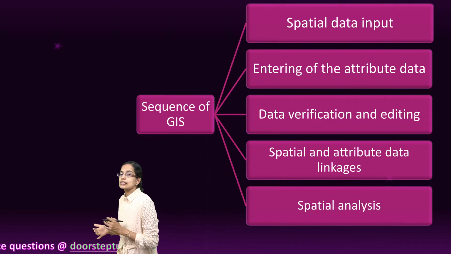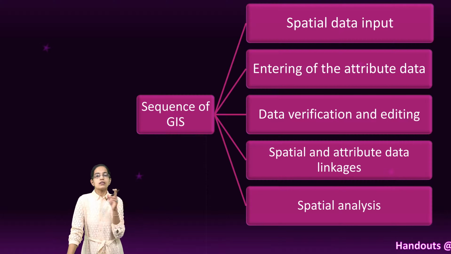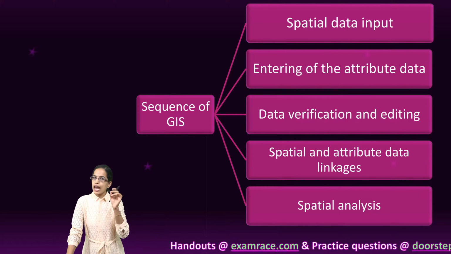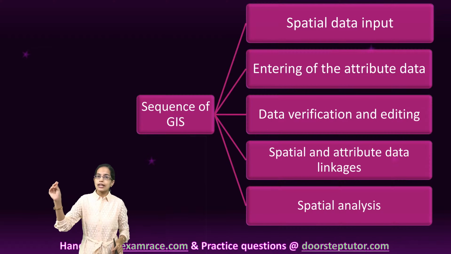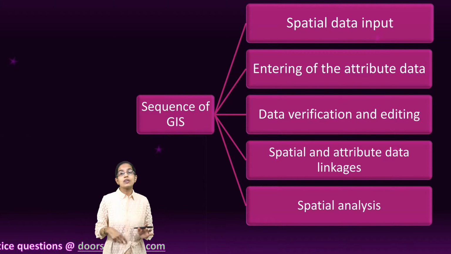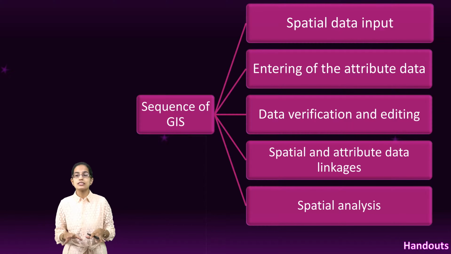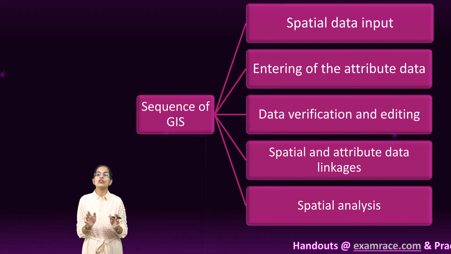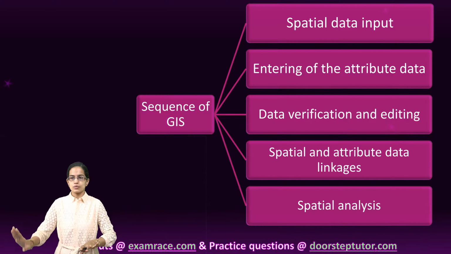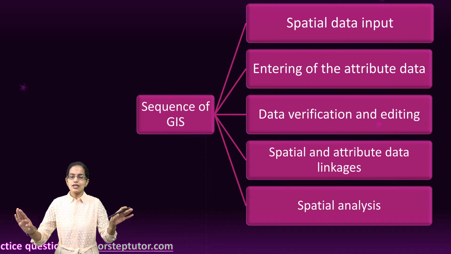Now, what is the sequence? First of all, we understand the spatial data, the pure location, the coordinates. Then we enter the attribute data to it. Once we enter and attach the attribute data to the spatial data, we start editing the data. We need to verify the data. Sometimes there can be errors in the entry of the data. There can be extra zeros, missing entries, incorrect entries. So all those data verification and entry needs to be checked. And then finally we link the two, the spatial data and the attribute data, through a simple linkage.